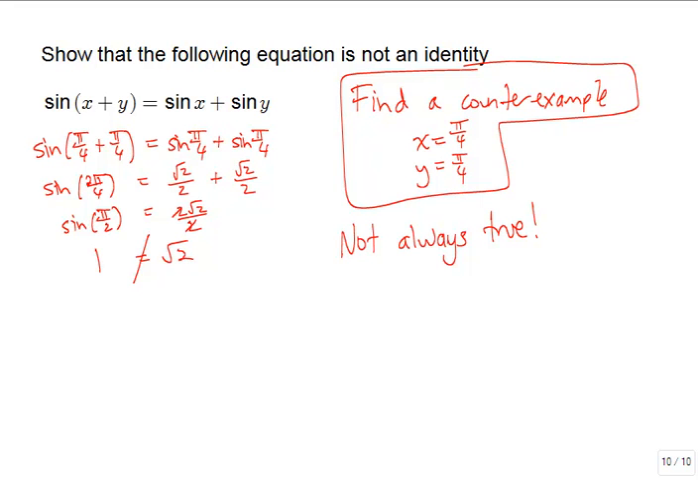And remember to look for fractions, get common denominators, try factoring, try multiplying by a conjugate if you get stuck, try converting to sines and cosines, and using all of those identities to help transform one side of your equation into the other side. Good luck!